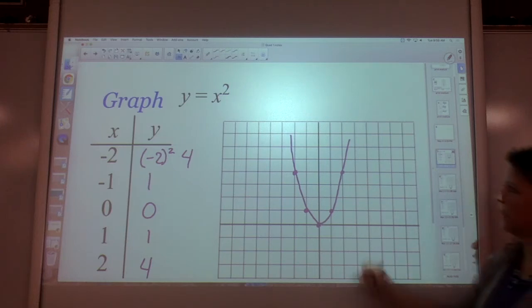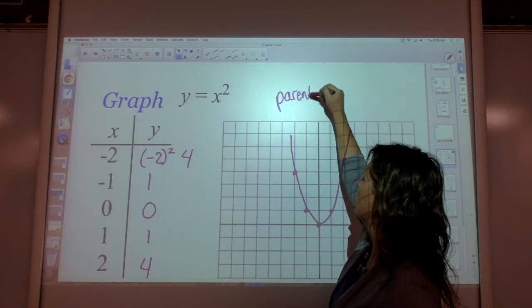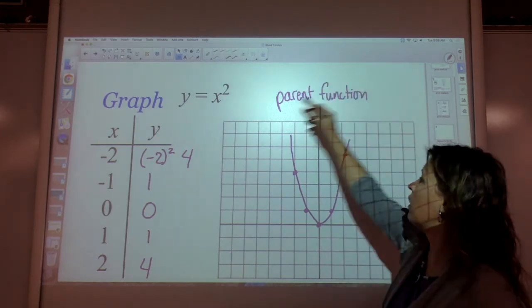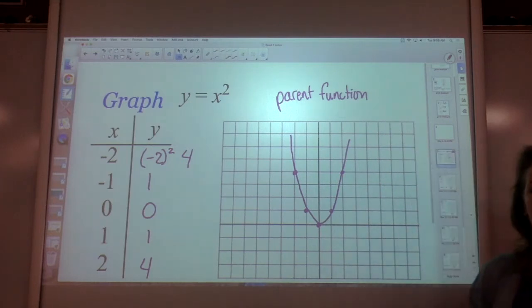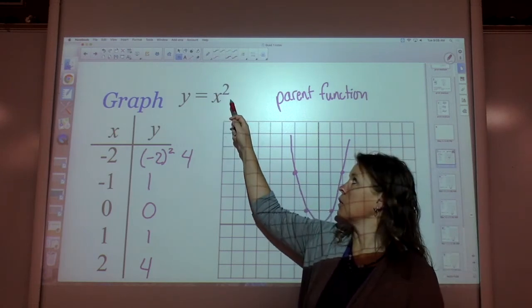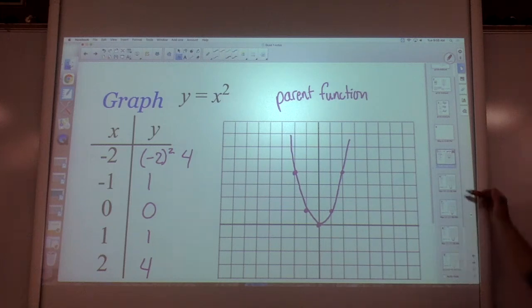This graph is called the parent graph, or parent function, because it's the most basic of all the parabolas, all the quadratics. That's the parent function. There was no coefficient in the front. There was nothing added or subtracted to it in the back. So that is the most simple basic graph.